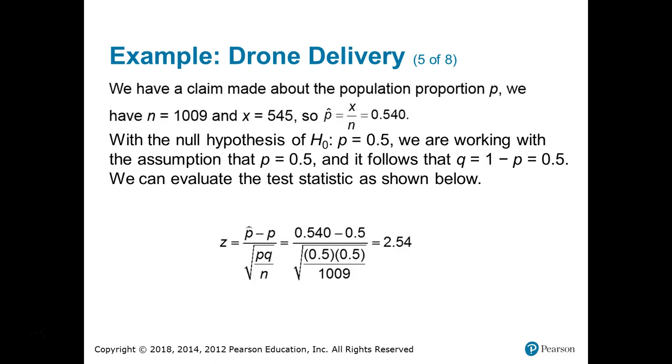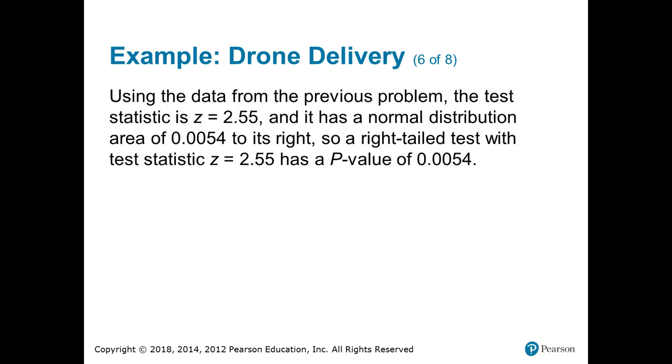So we can evaluate the test statistic using this formula that we showed on the chart in between steps 5 and step 6, and we get a corresponding z value of 2.54. Using data from the previous problem, the test statistic is 2.55. I think if you use the computer, you get a slightly different value. We got 2.54, it's fine. And it has a normal distribution area of 0.0054 to its right. So a right-tailed test with test statistic of 2.55 has a p-value of 0.0054.